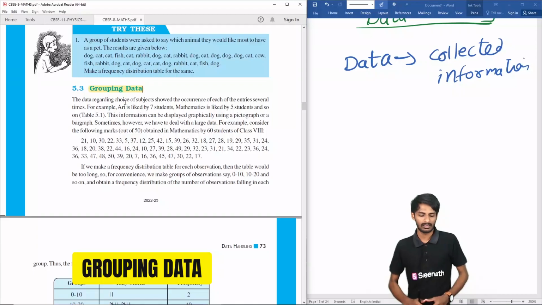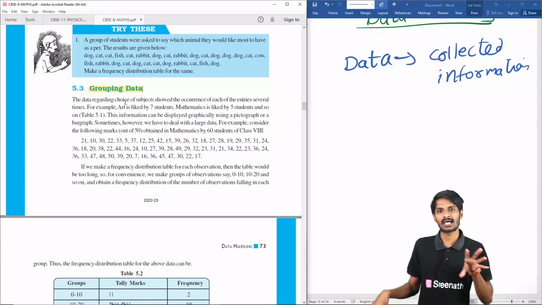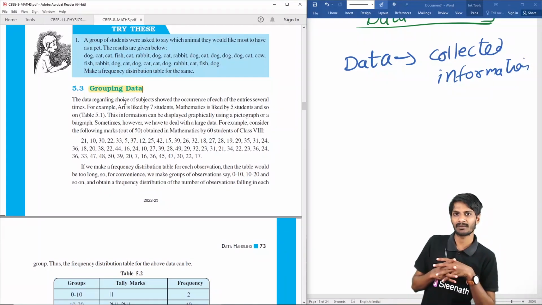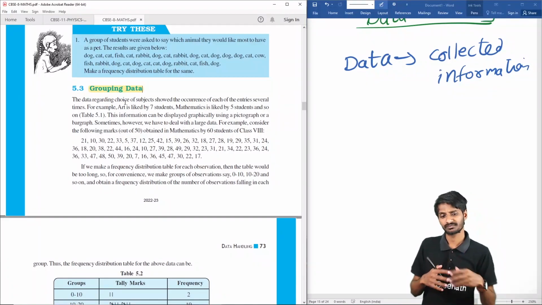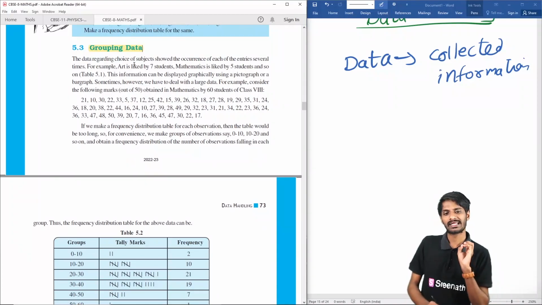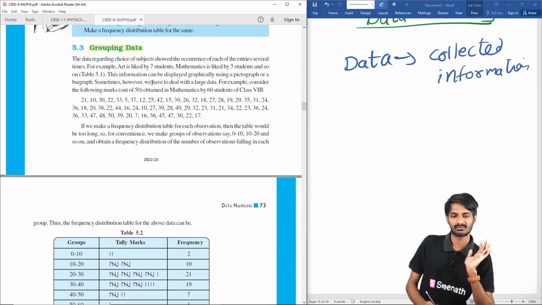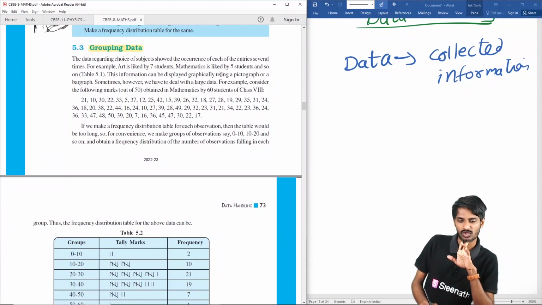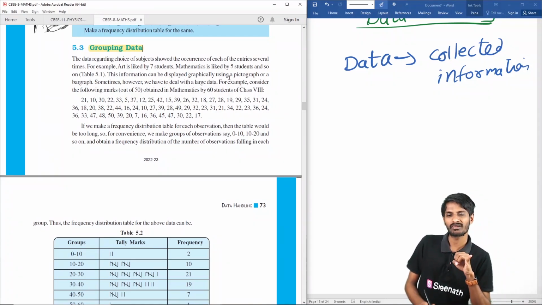Rather than leave it as ungrouped data, we have to group data. It is a better way of organizing the data. Students, the data regarding the choice of subjects, with each entry, like art is liked by 7 students, maths is liked by 5 students, and so on, in Table 5. This information can be displayed pictographically, bar graphically, or in table form.